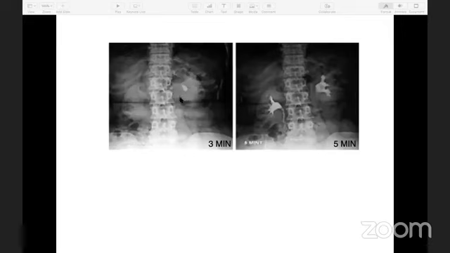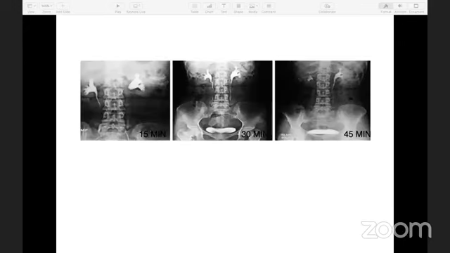Post-contrast 3-minute film shows bilateral dense nephrogram. 5-minute film shows prompt excretion of contrast by both the kidneys. Kidneys are normal in size, shape, and position. There is no obvious mass lesion seen. The abnormal radiopaque shadow produces a filling defect in left renal pelvis. 15-minute film shows bilateral PCS without any dilatation and a stone causing filling defect in pelvis.